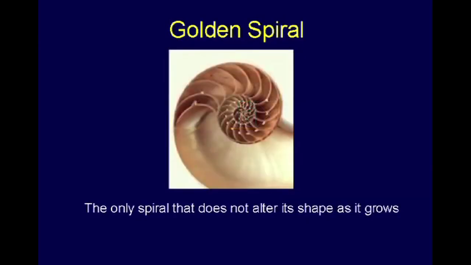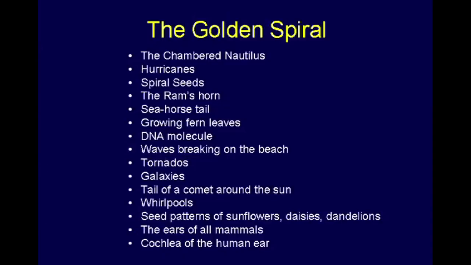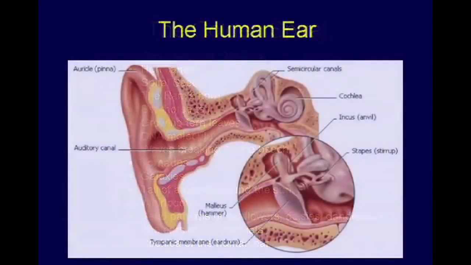And you've all seen one. It was called the chambered nautilus shell. It shows up a lot of other places too, but I mentioned this is just a very crisp example. You find that in the hurricanes, spiral seeds, the ram's horn, the tail of a seahorse, fern leaves, the DNA molecule. You'll find it in waves breaking on a beach, tornadoes, galaxies, the tail of a comet around the sun, whirlpools, seed patterns of sunflowers, daisies, and dandelions, the ears of all mammals, and especially the cochlea of the human ear. You have one in your ear that helps convert the sound vibrations into pulses that the ear can transmit to the brain. We'll talk a little bit more about that as we go.